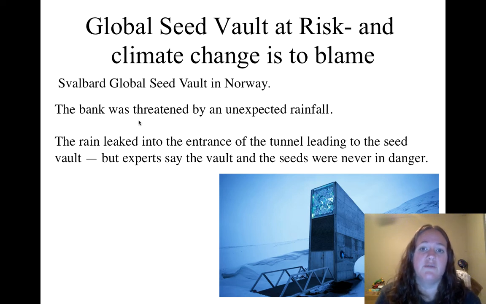And this one is actually at risk now because of climate change. It was buried underneath a lot of ice, and now the ice is melting. And so now you can actually see it, which used not to be the case. And now there's a lot of rainfall happening in this area because of climate change effects, and the rain actually leaked into the entrance of the seed vault. No seeds were actually damaged in this situation, but it is a risk that we could potentially see happening to other seed vaults as well.